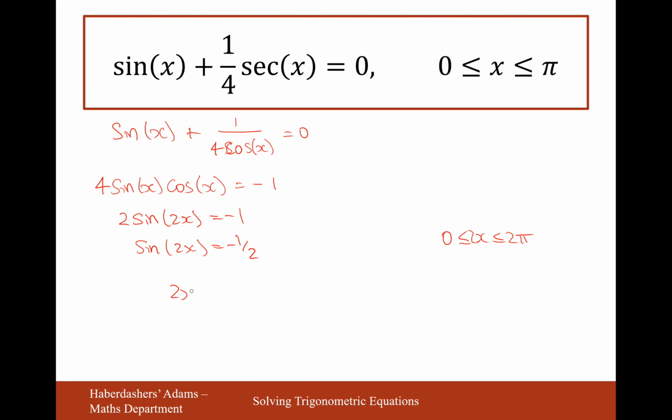So then 2x is equal to, that's pi by 6, so it would be 7 pi by 6 and 11 pi by 6. And that's all the answers up to 2 pi. So then half all of these, it would be 7 pi by 12 and 11 pi by 12. And there we are, those are the answers for that question.